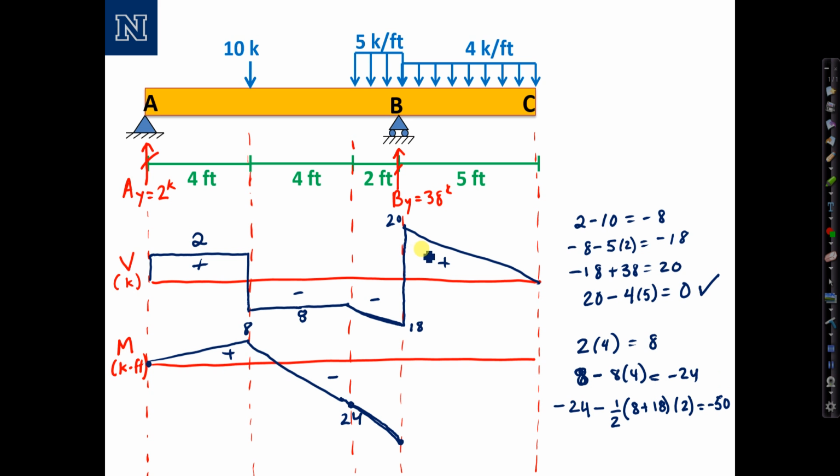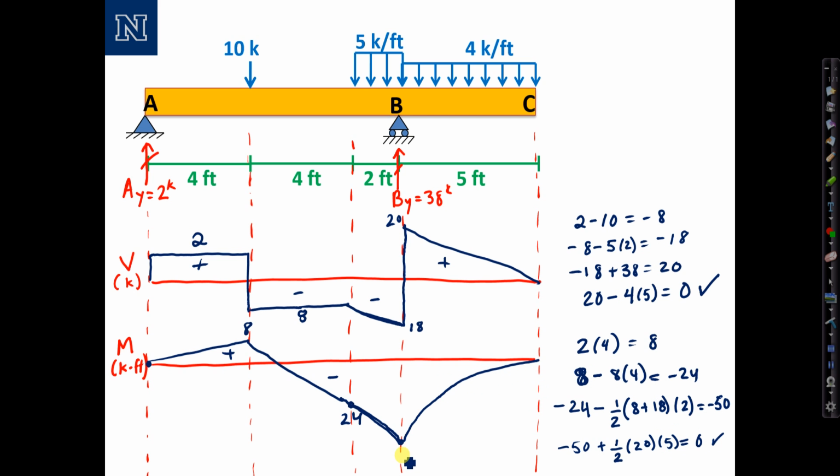Okay? Last step, over the right-hand overhang to the right of point B, my shear is positive, so my moment is going to increase. Shear is linear, moment is going to be quadratic, and it's sloping this way. Okay? I expect it to come back to 0. Let's check. -50 plus the area under the shear diagram, which is a triangle, 1/2 times 20 times 5, and that does indeed equal 0. So that's a check that it's correct. Finish it off, and it looks like that.